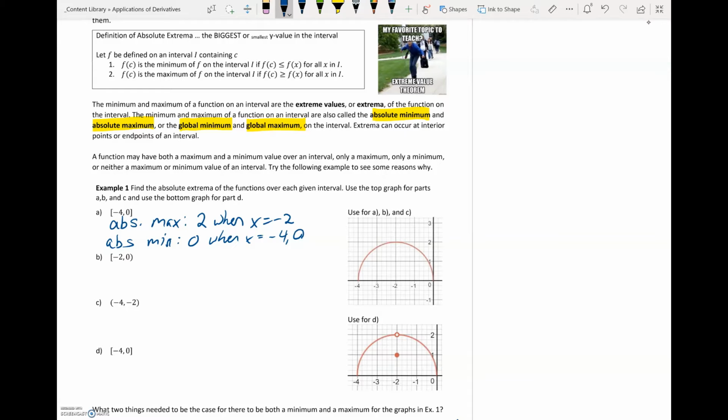Let's take a look at a different interval. We're going to include -2, but this time we're not including 0. This means that before, when we had our absolute min here, we counted that as an absolute min. Because we are not including 0 this time, there is no absolute min. But we'll still have an absolute max because -2 is included. So x equals -2 is included. Our absolute max is at 2 when x is equal to -2, and there's no absolute min.